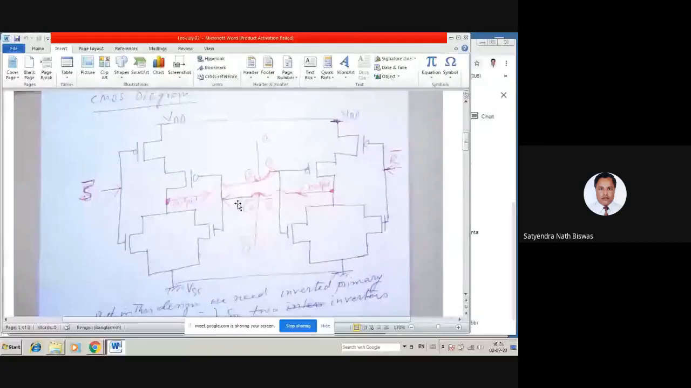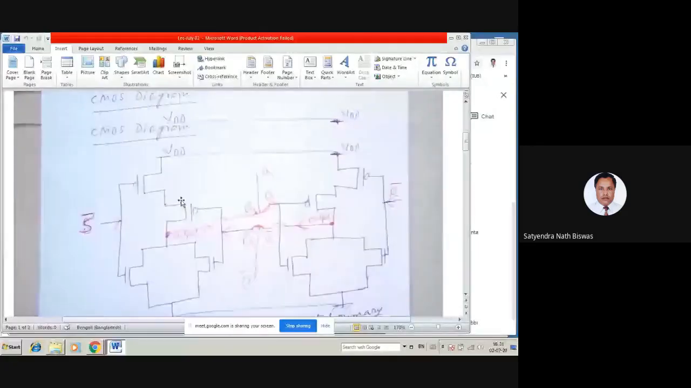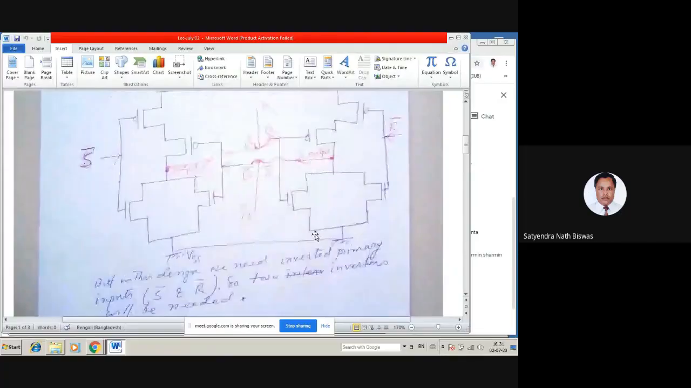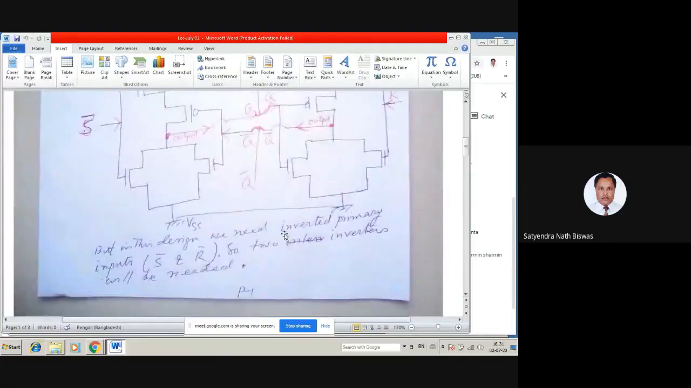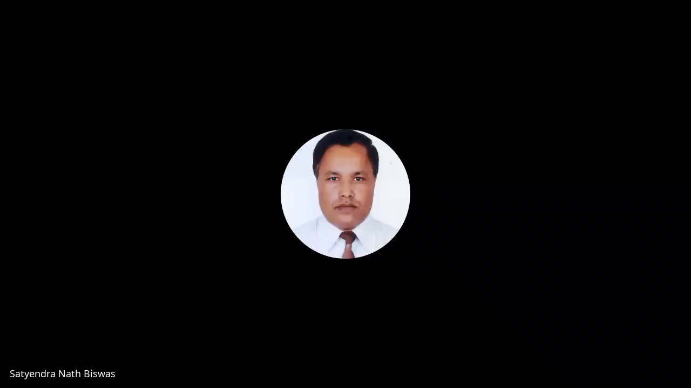তাহলে আমাদের প্রাইমারি ইনপুট তো S and R, কিন্তু আমাদের এখানে S bar এবং R bar লাগছে, তাহলে আমাদের দুটো ইনভার্টার লাগবে। So the circuit will be bigger. But in this diagram we need inverted primary inputs S bar and R bar.